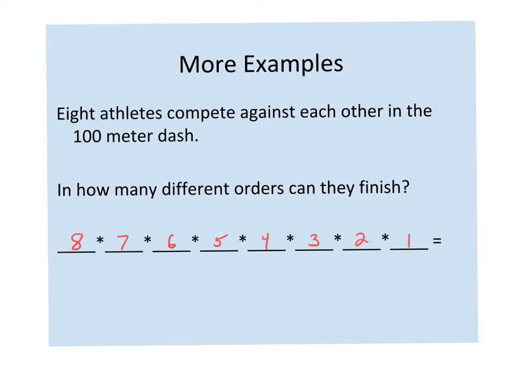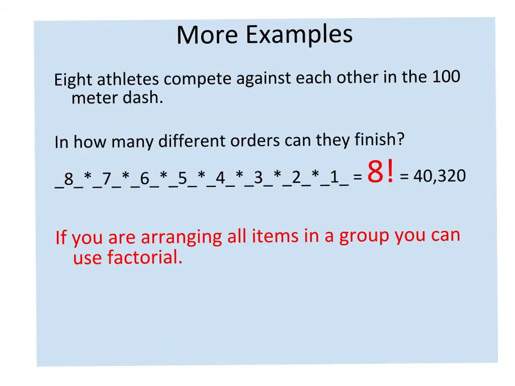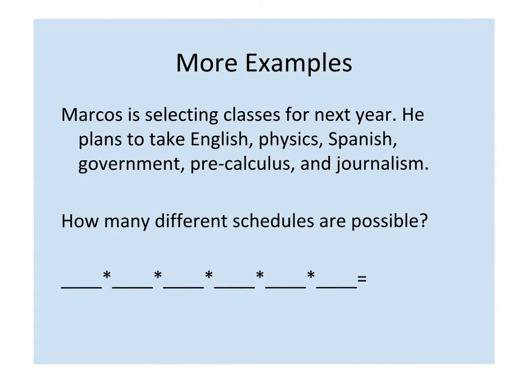That's actually a factorial. If we want to look at this, we know that if you take all of the things and arrange a whole group of things, it becomes a factorial question. So in this case, 8 times 7 times 6 times 5 times 4 times 3 times 2 times 1 is 8 factorial, which is 40,320. Again, if you are arranging all of the items in the group, you can just use the factorial. So here's another example.